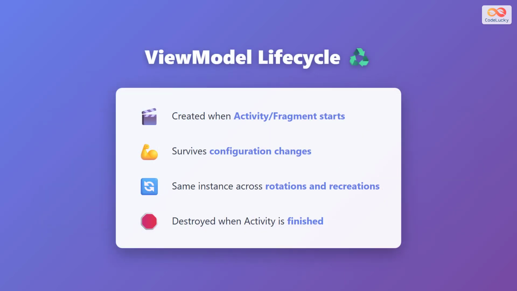Understanding the ViewModel lifecycle is essential. The ViewModel is created when the activity or fragment starts. It then survives configuration changes, meaning the same instance persists across rotations and recreations of the activity. This is the key feature that makes ViewModel so powerful. Finally, the ViewModel is only destroyed when the activity is finished, such as when the user presses the back button or the activity is explicitly closed.